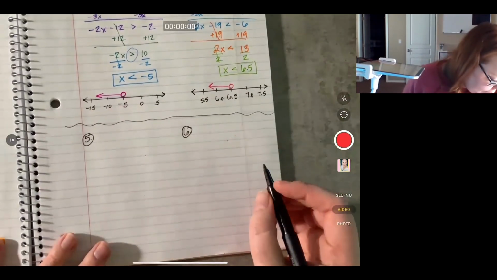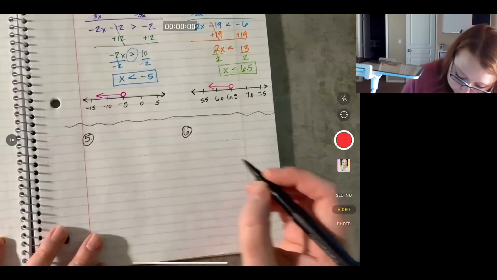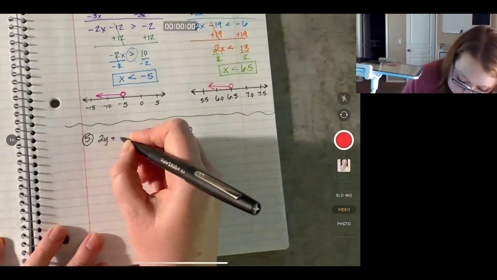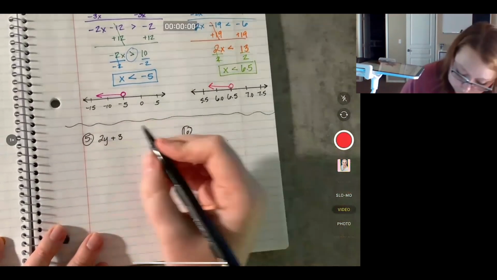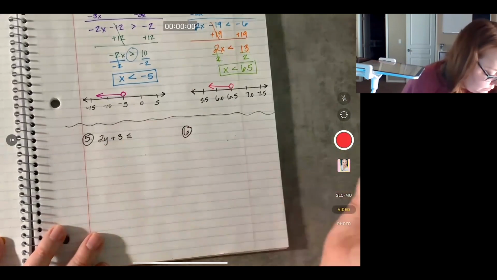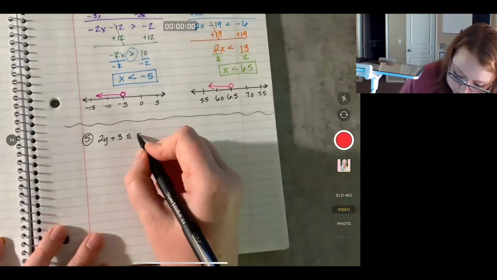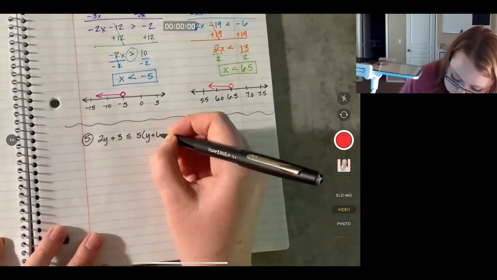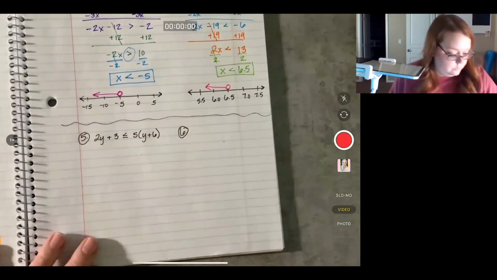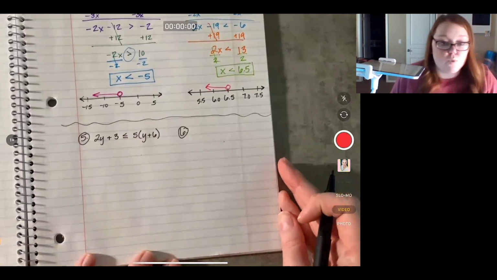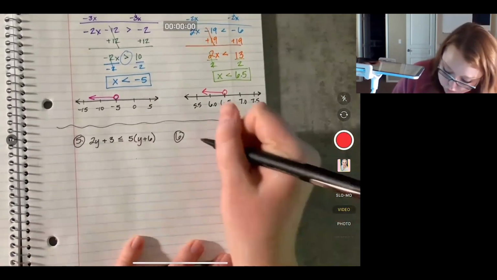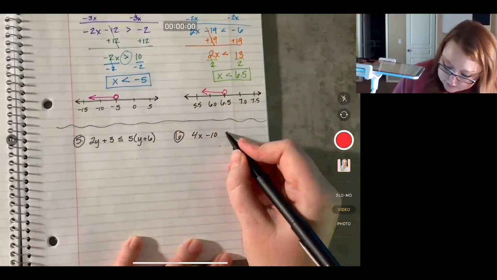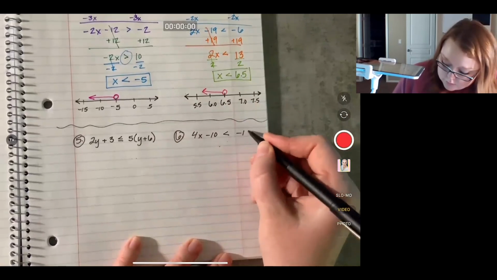Okay, we got 2y plus 3 is less than or equal to 5 times a set of parentheses y plus 6. Okay, number 6, 4x minus 10 is less than negative 18.